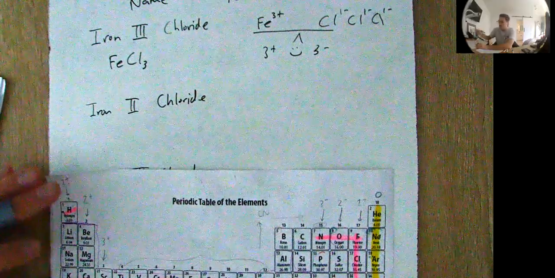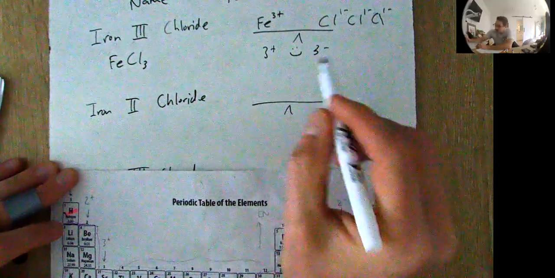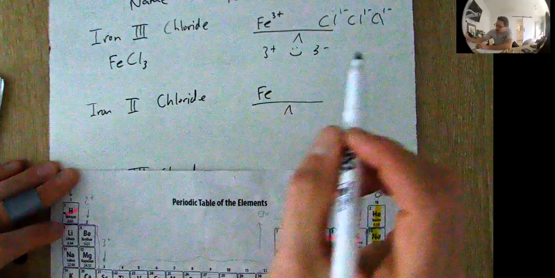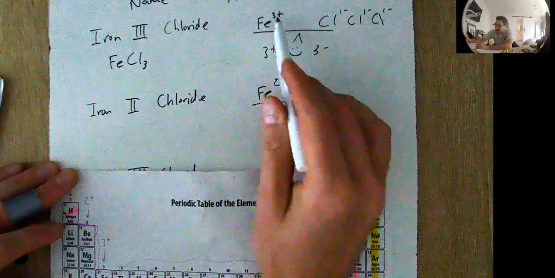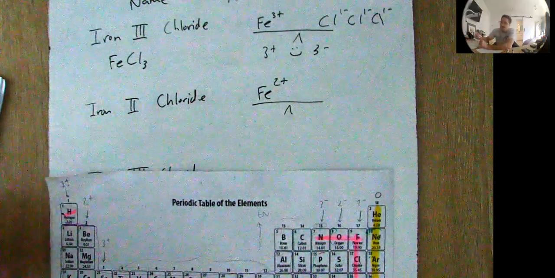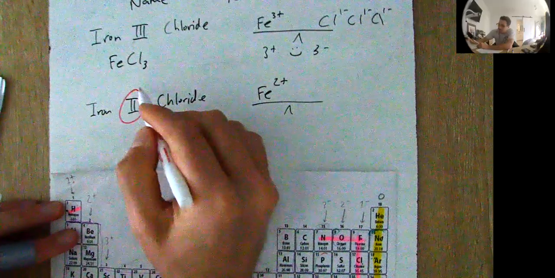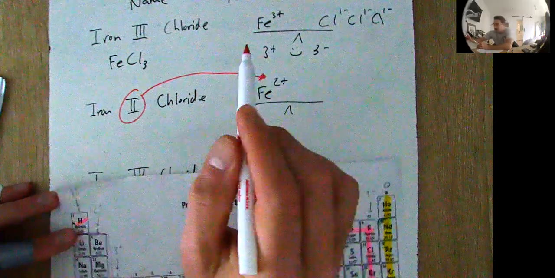Iron 2 chloride. Well, what does this mean? You should be able to figure this out by now. The iron has a 2 positive charge this time. It's different than this one. Yes, it is, because the Roman numeral is different in this one compared to the one above. This says 2. That's why there's a positive 2 charge on the metal.